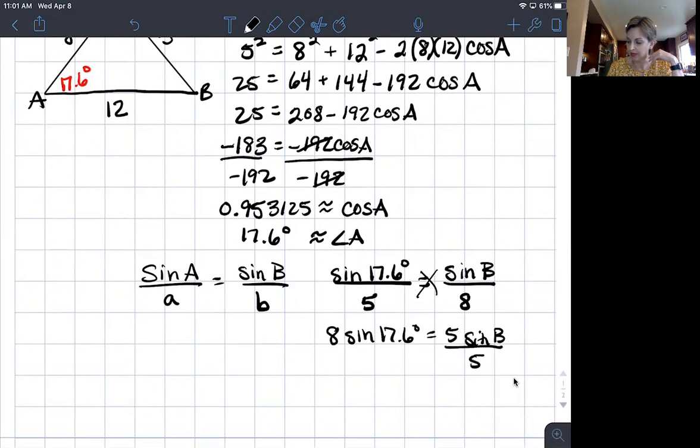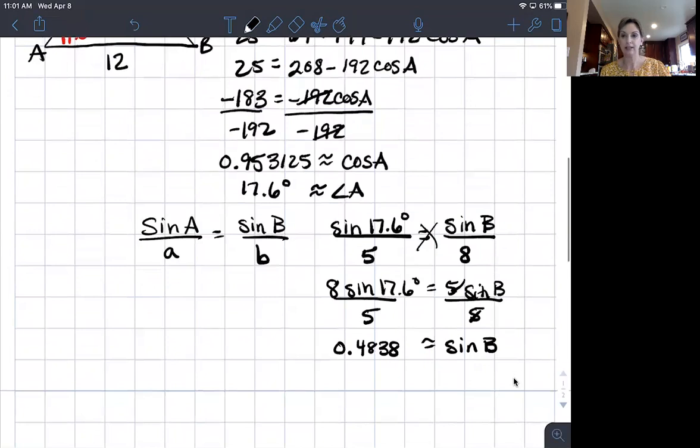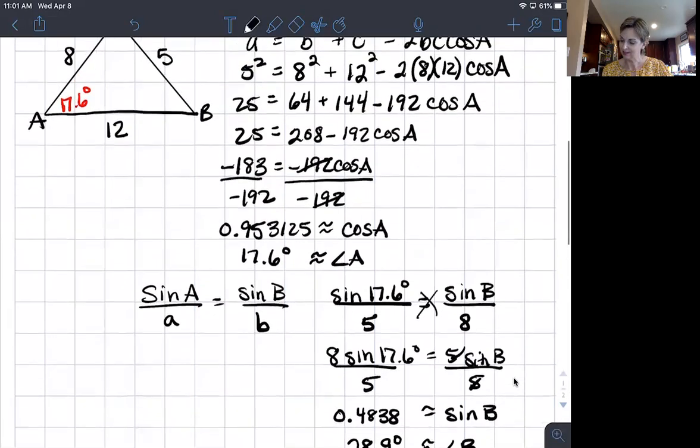So now just divide by 5. Okay, so 8 times the sine of 17.6 degrees divided by 5. That's going to give you what the sine of angle B is. It's about 0.4838 when you put that in your calculator. Then take the inverse sine of 0.4838, and that's going to give you angle B, right? And angle B is going to be 28.9 degrees. All right, so now we've got two of them.